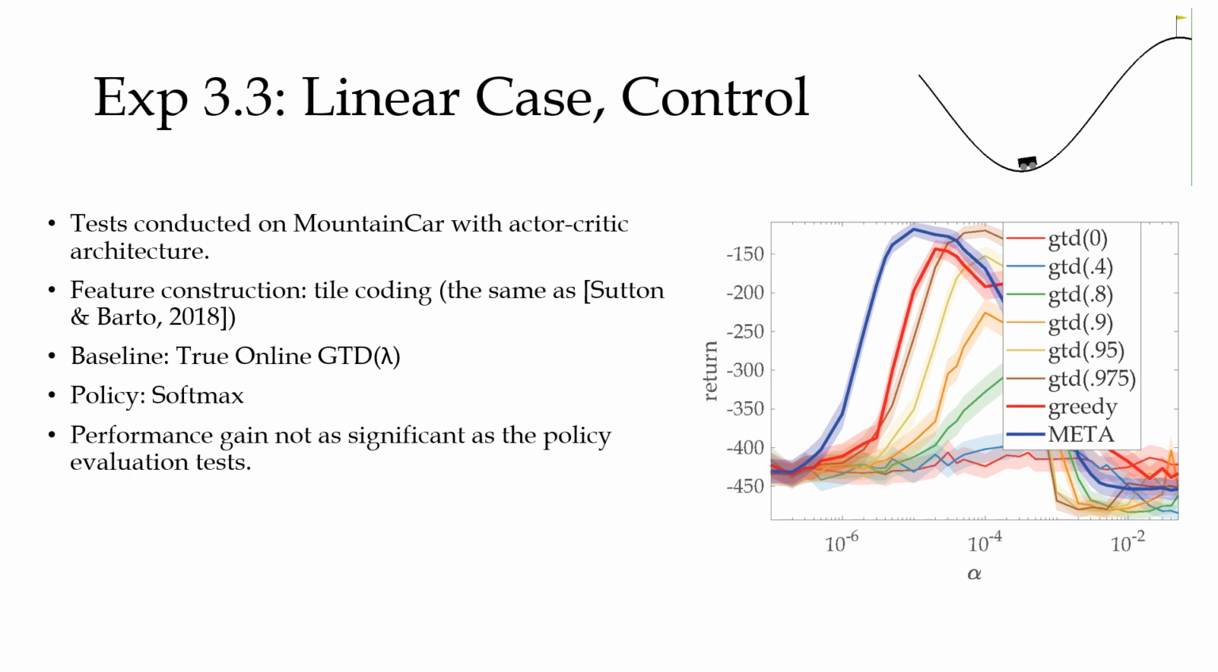Here we can see that the performance gain is not as significant as those we have seen in the first two sets. We think it's because improving the sample efficiency of the policy evaluation inside a control agent does not necessarily mean that it will improve the policies faster. This is a way more complicated issue to address.